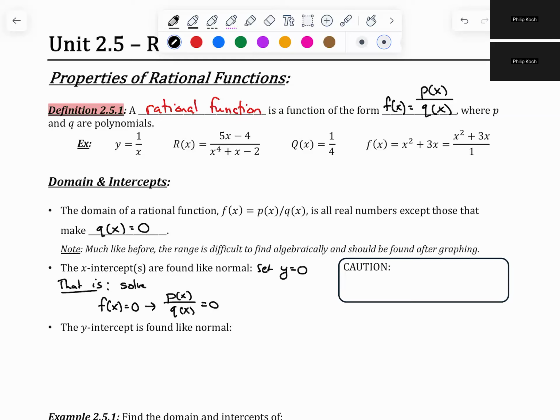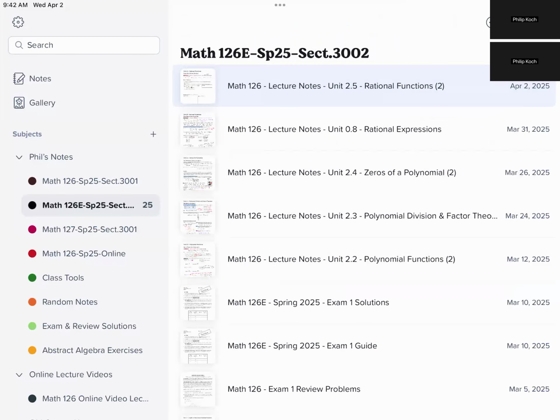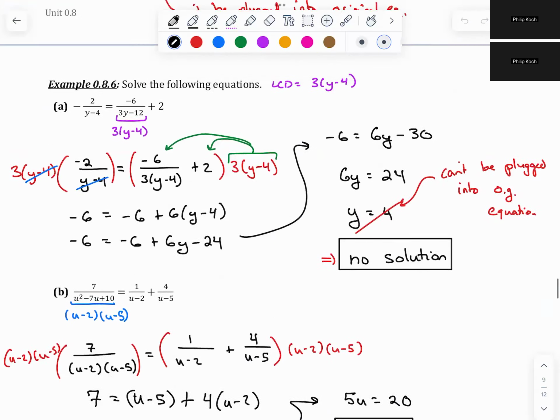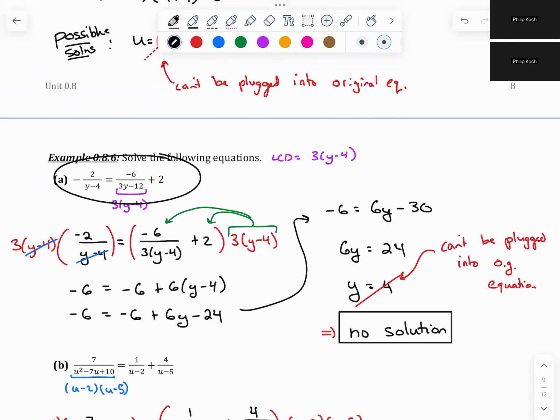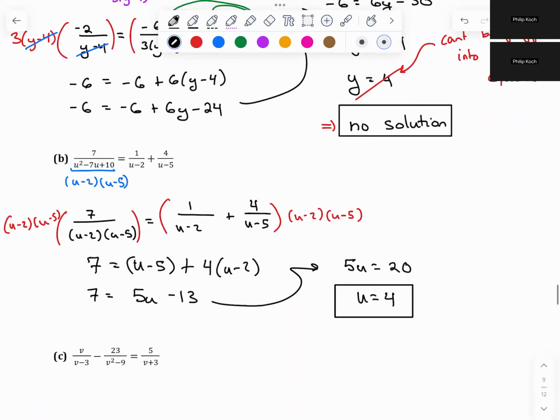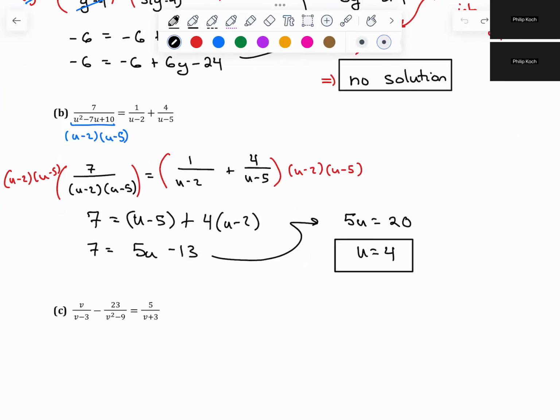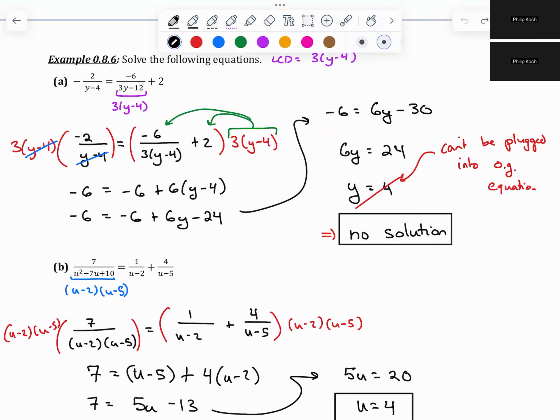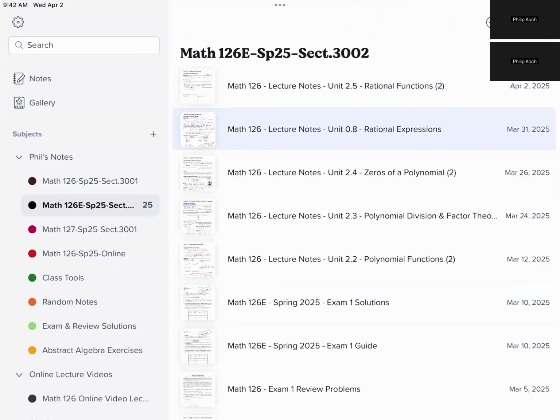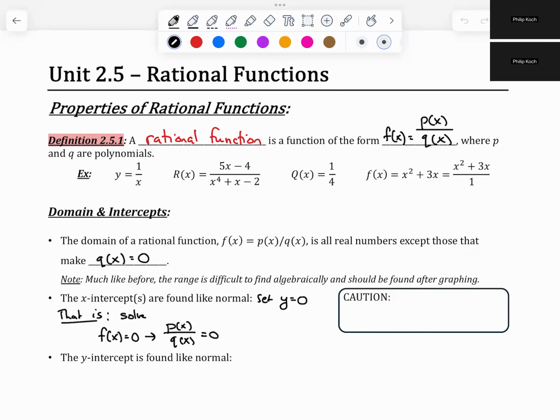Now, this is why I spent the time talking about rational equations. The good news is that when we solve this, it's a very, very, quote unquote, simple rational equation. It's not like the situations we were looking at before, where all three of them had a bunch of different denominators and we had to find an LCD and all that jazz. With this situation, there's only one denominator.